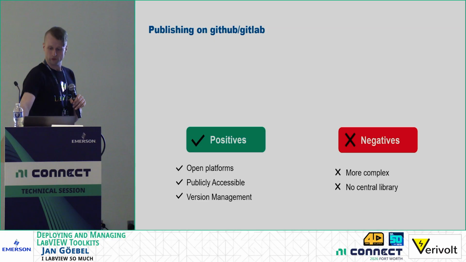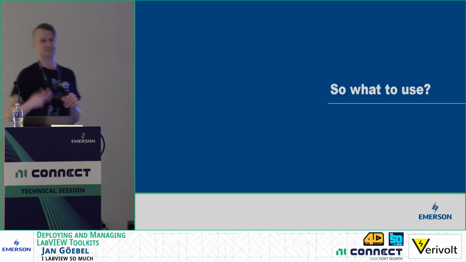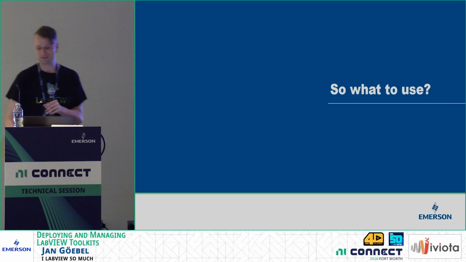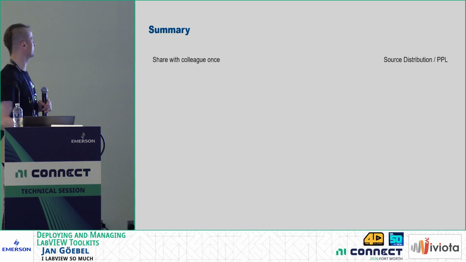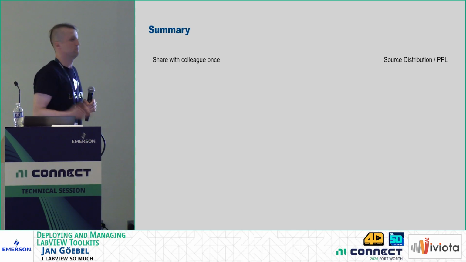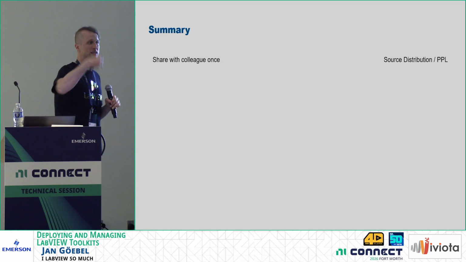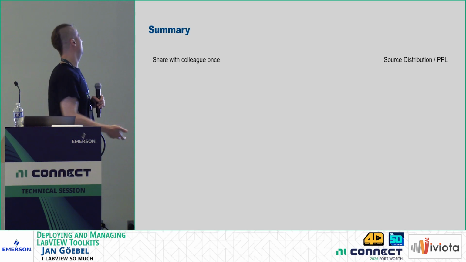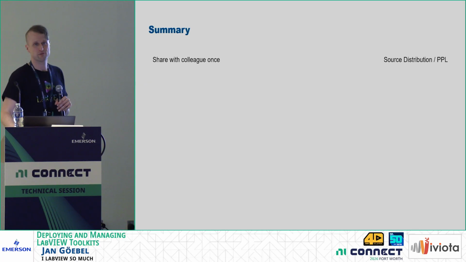All right. So coming to the final conclusion. What to use? As I said, there are different use cases for all of these situations. Let's start with the first one, the one that I started with. I want to share my code with a colleague. I would say just go with the source distribution, maybe go with the PPL, so you have a single file, you can email it to your colleague or whatnot. Very easy to do, no big configuration files, build specifications, and so on.